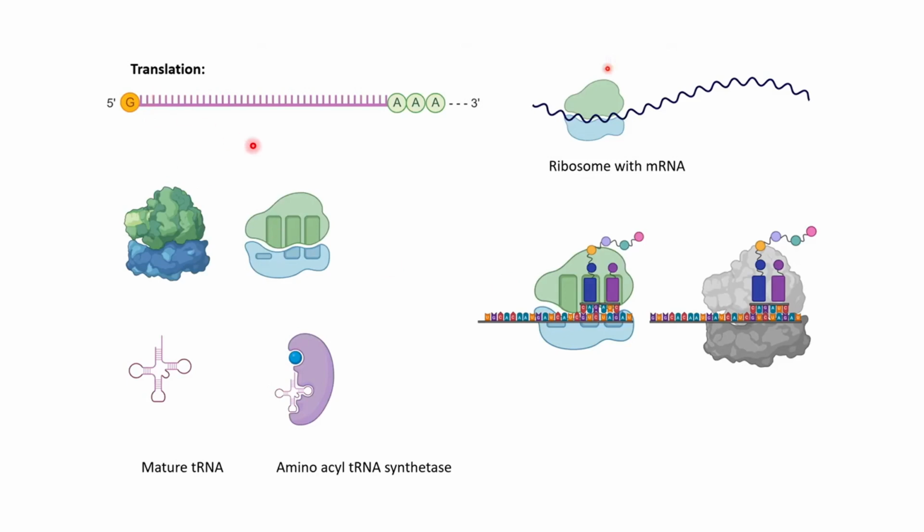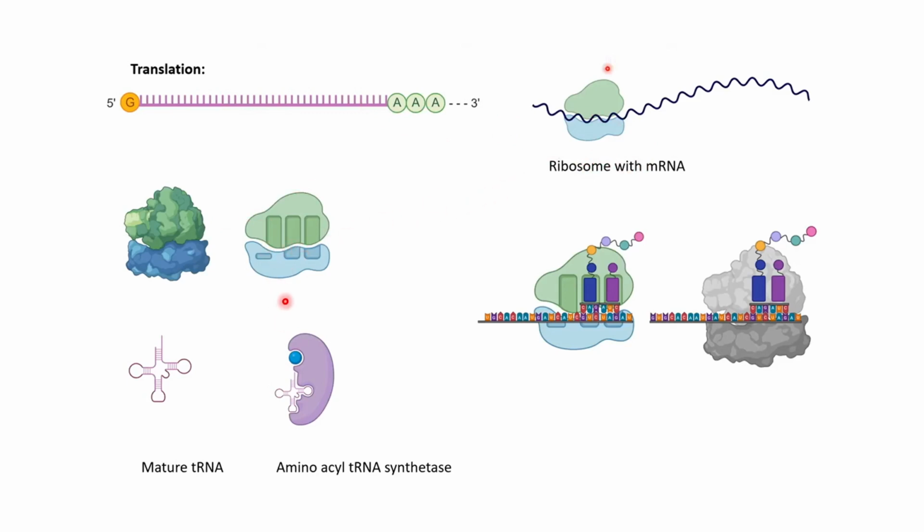Then you have the translation process, in which the processed RNA molecule, which contains the 5' capping as well as the poly A tail, is called the processed mRNA molecule. This mRNA molecule is translated into the protein molecule with the help of ribosomal subunits.